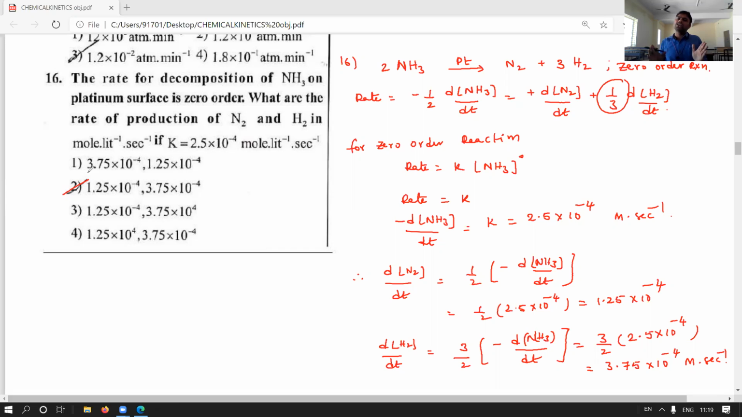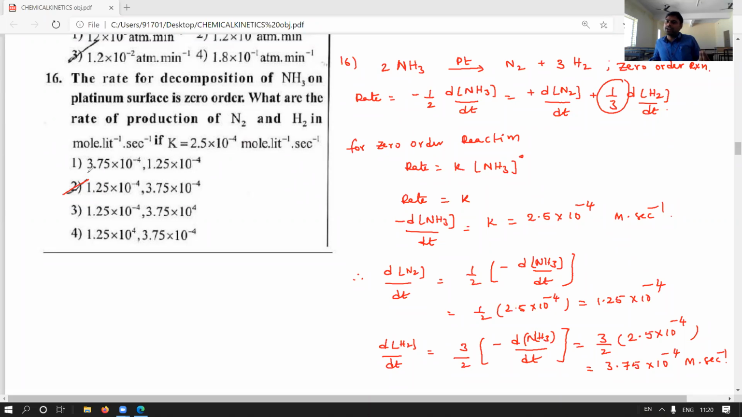Rate constant they gave. K value is 2.5 into 10 to the power of minus 4 mole per liter second inverse. It is very clear. And the given reaction is a zero order reaction. So for a zero order reaction, rate is equal to the rate constant. Rate means what? Decreasing the concentration of reactants. Here, decomposition of ammonia means minus dNH3 by dt is equal to K, which is 2.5 into 10 to the power of minus 4. And we know one relation for average rate expression: rate is equal to, from the reaction, minus 1 by 2 dNH3 by dt, which is equal to plus dN2 by dt, which is equal to 1 by 3 dH2 by dt.